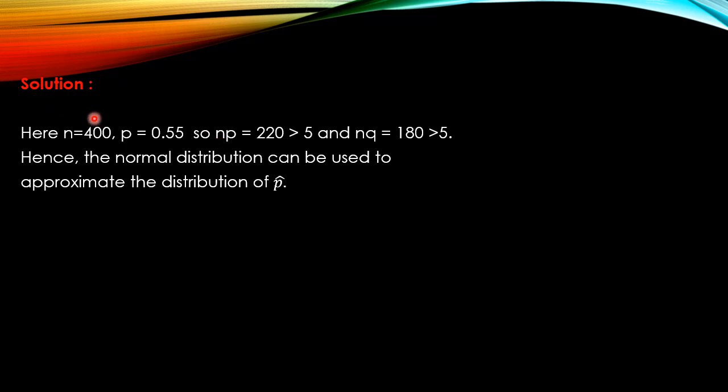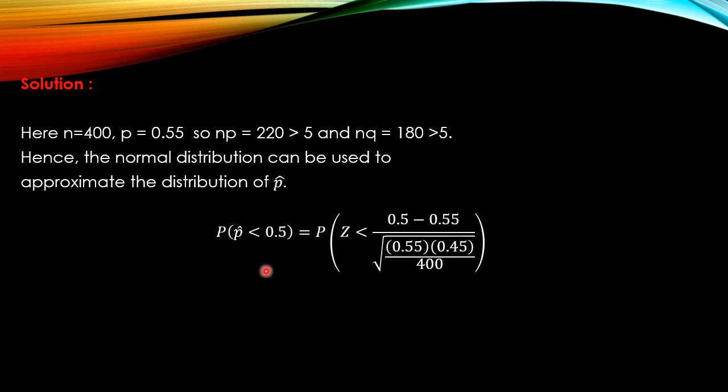So for the solution, we have n equal to 400, p equal to 0.55. First, we need to check the conditions np more than 5 and nq more than 5. So here np is 220, more than 5, nq is 180, more than 5. Because these two conditions are satisfied, the normal distribution can be used to approximate the distribution of sample proportion p hat. So we have here probability p hat less than 0.5.